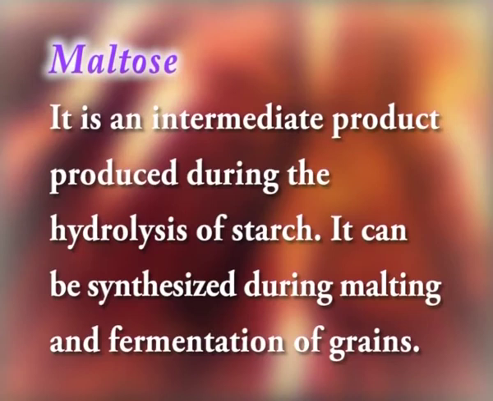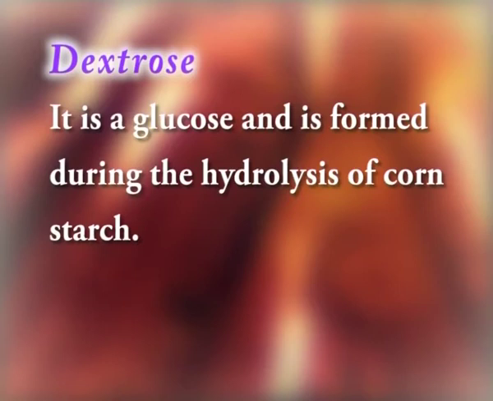Maltose. Maltose is an intermediate product produced during the hydrolysis of starch. It can be synthesized during malting and fermentation of grains. Beer and malted breakfast cereals are considered to have appreciable amounts. Commercial processed products are often prepared using maltose and are sold as sugar-free products. Dextrose. Dextrose is a glucose and is formed during hydrolysis of corn starch.